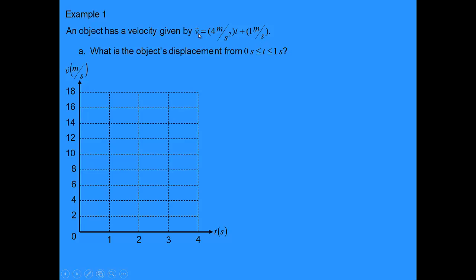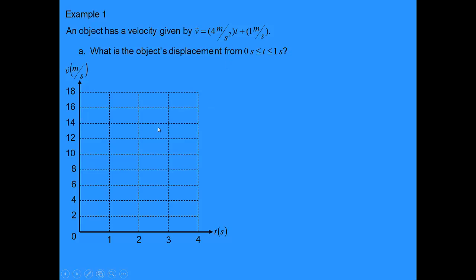Okay, so it's basically v equals 4t plus 1. Okay, I want to know what the object's displacement is from 0 to 1 second. Notice I don't want to know what its velocity is at 0 or at 1 second. I want to know how much did the position change from 0 to 1 second, right?